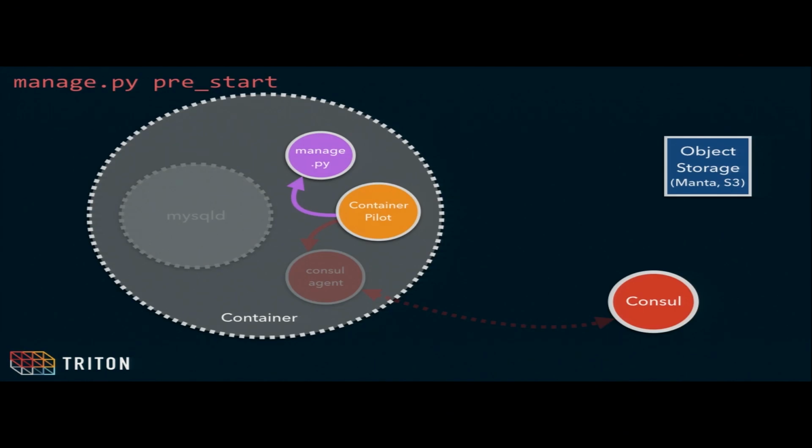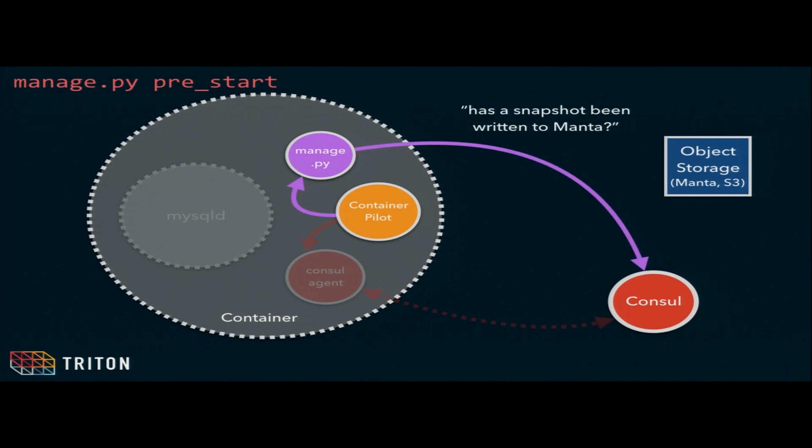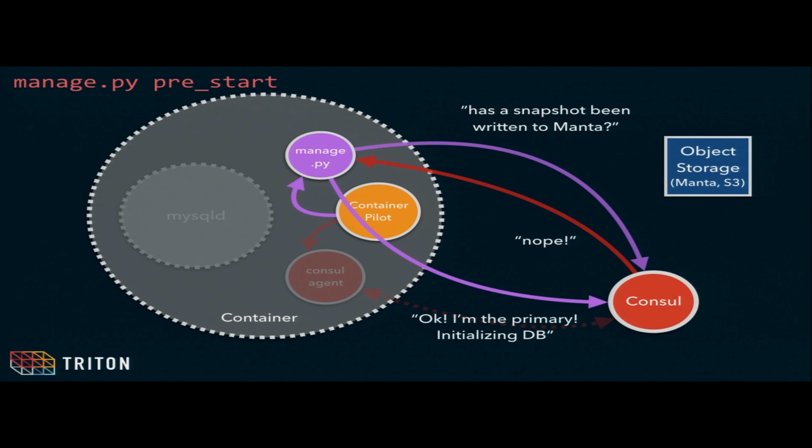So let's walk through what it looks like during initialization. And this is that pre-start application. So that managed PY runs. It's going to say to console, has a snapshot been written to Manta? So when the application starts up, it doesn't know that it's our first node. So console might say to it, no one has written a snapshot to Manta. You must be the first one. So, oh, well, then I must be the primary. I'm going to initialize the database, which means I'm going to write some configuration.